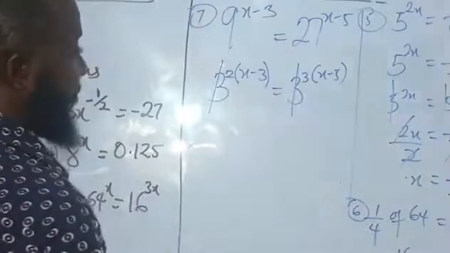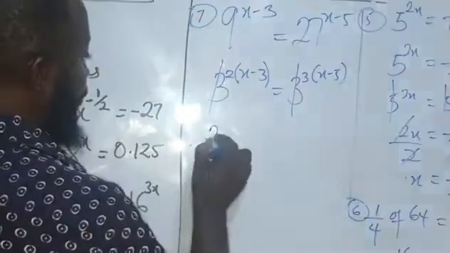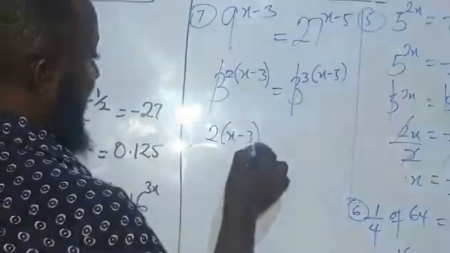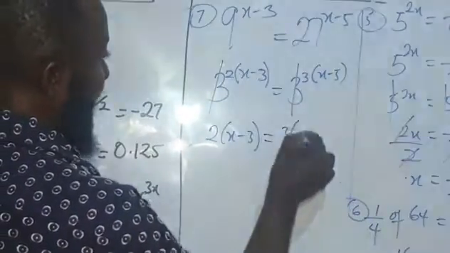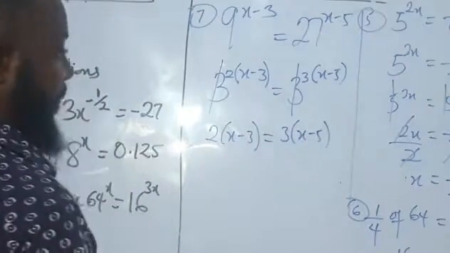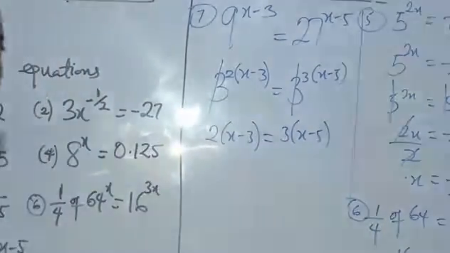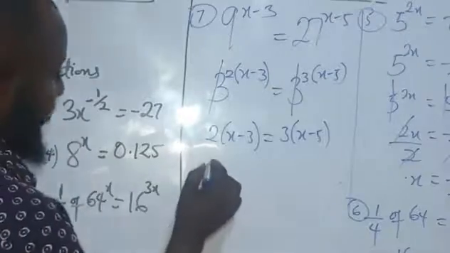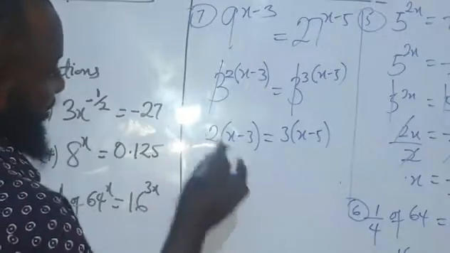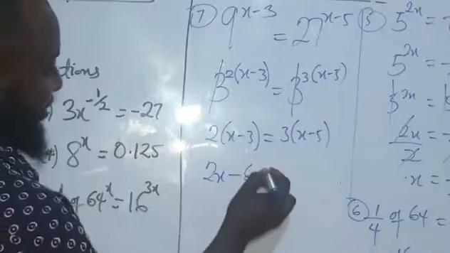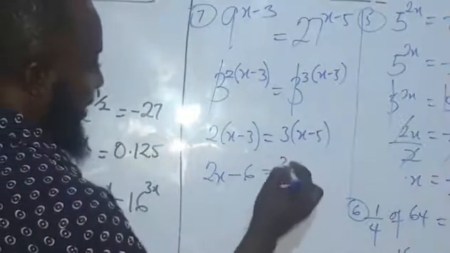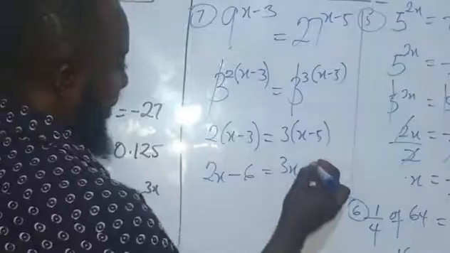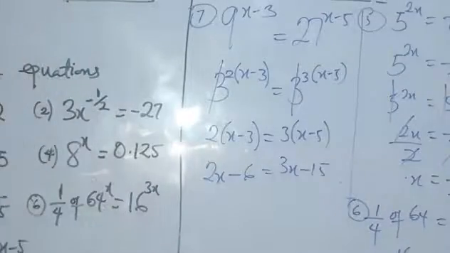We are now left with 2 in brackets x minus 3 equals 3 in brackets x minus 5. So the next stage is for us to now open the brackets. Opening the brackets, we have 2x, 2 times 3 gives 6, equals 3 times x, 3x, 3 times minus 5, minus 15.